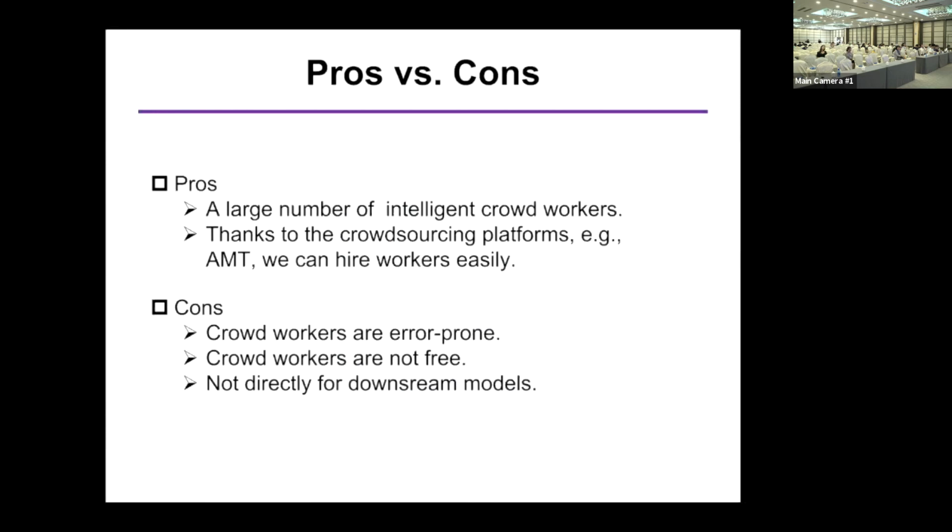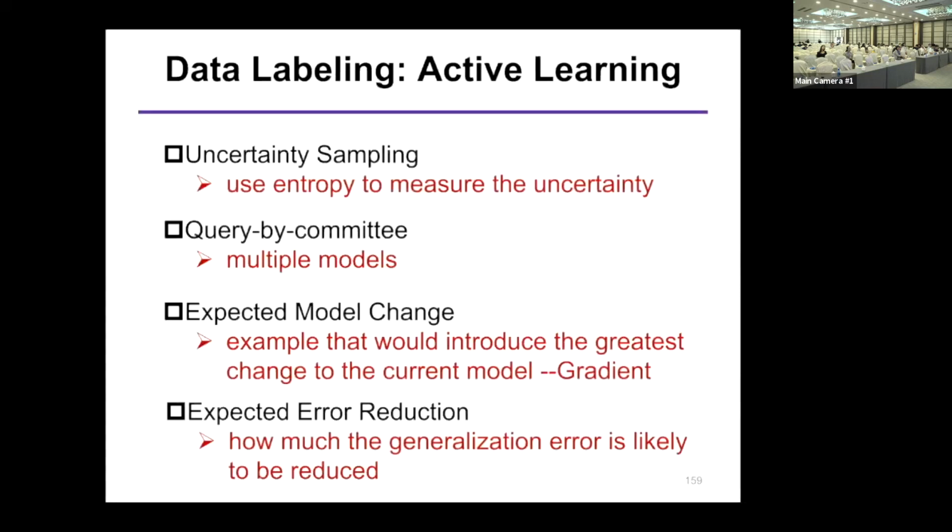So it's not direct. And the second one is active learning. It is a widely studied work, and there are many tutorials and surveys you can refer to. So we just say something general about this. First is uncertainty sampling. It's very simple. We just use entropy to measure the uncertainty.